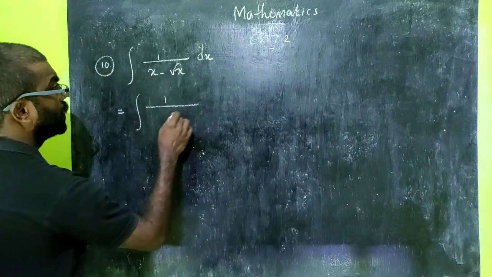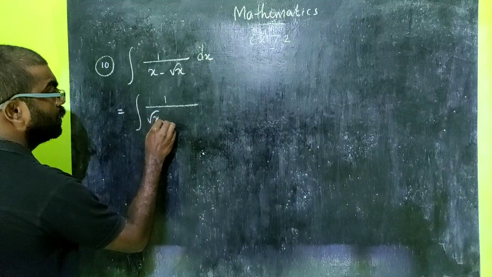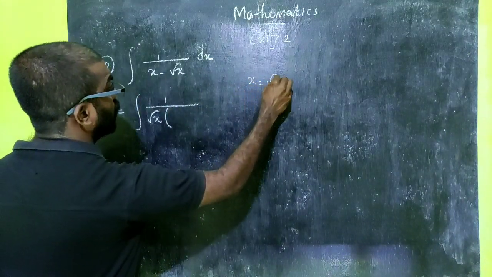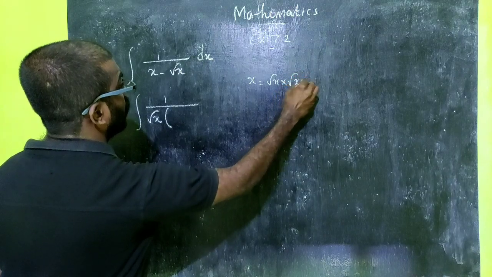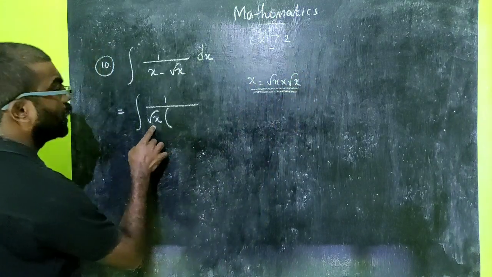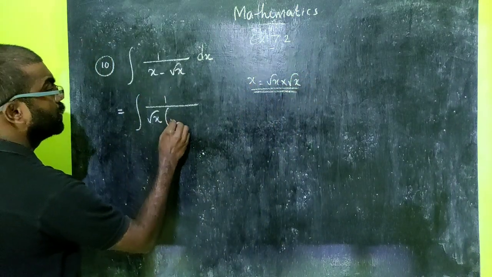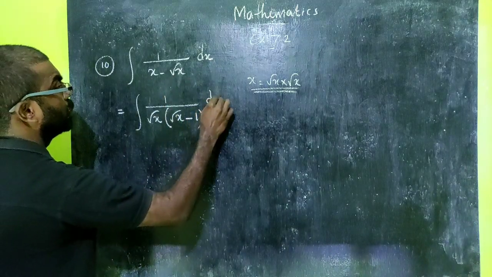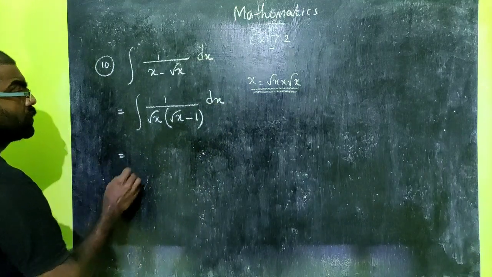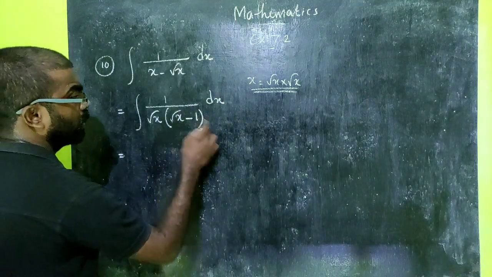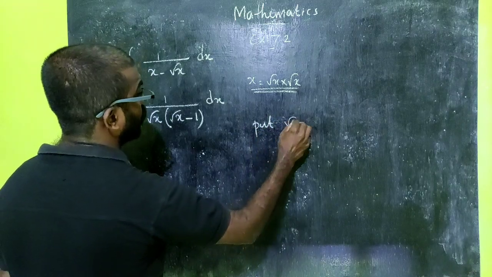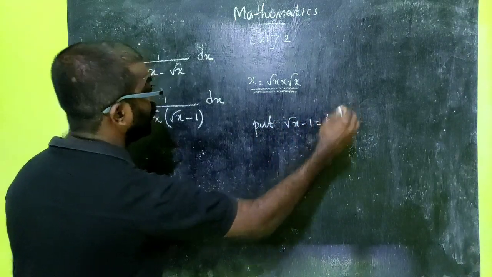First, from the denominator we can take root x as common. So root x into x can be written as root x into root x. We take one root x outside, so one root x remains, root x minus 1. Now we can make the substitution: put root x minus 1 equal to t.